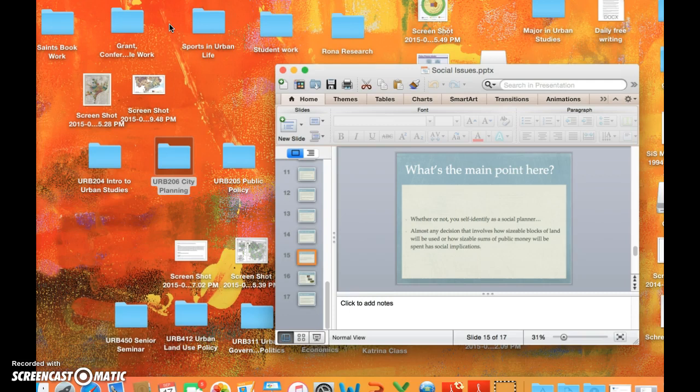Are any of these issues important to you? Do you want to maybe address one of them in your city plan? So, a lot of good stuff.